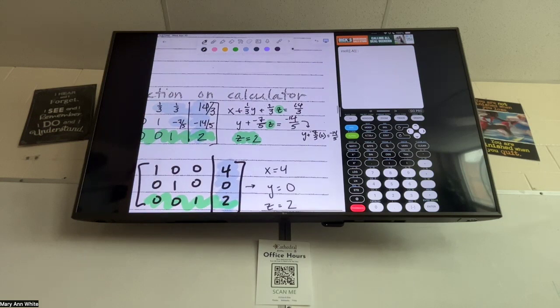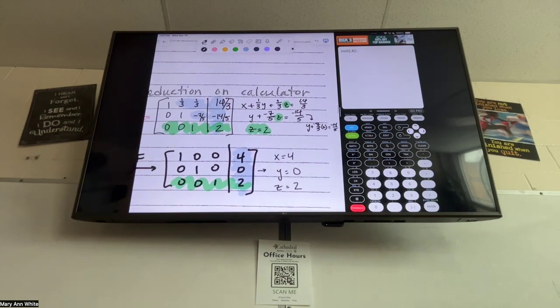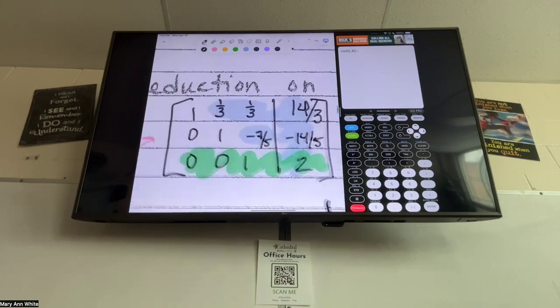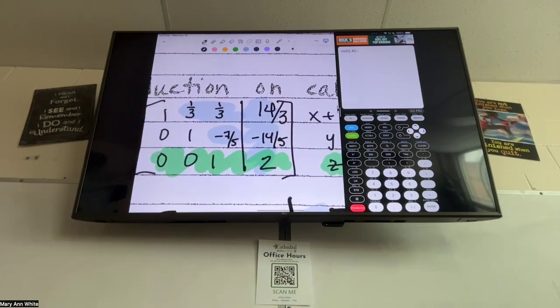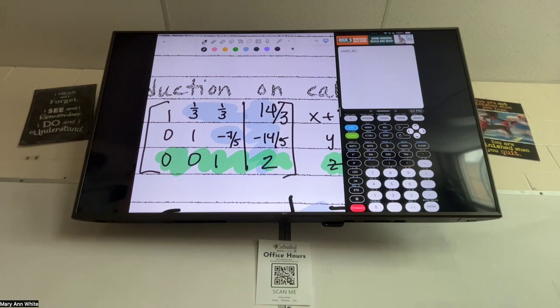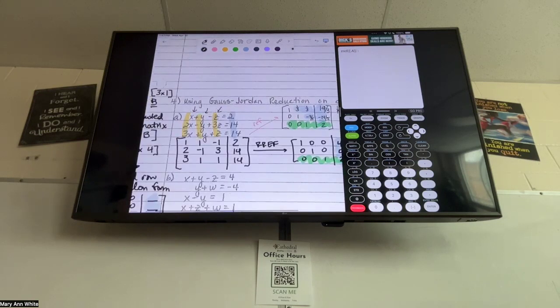Where do you want me to go back to? Do you know how I got this matrix? Yeah, I got that. Great, okay, what happens is, do you remember when we wrote our augmented matrix?